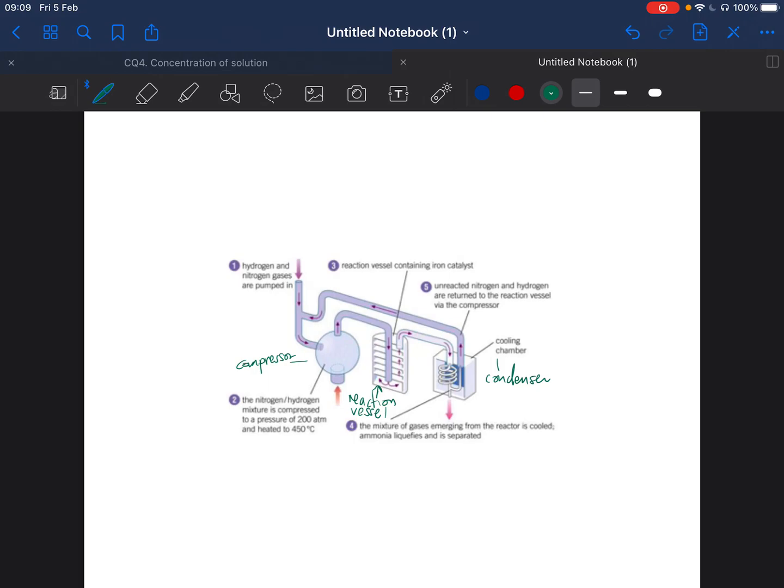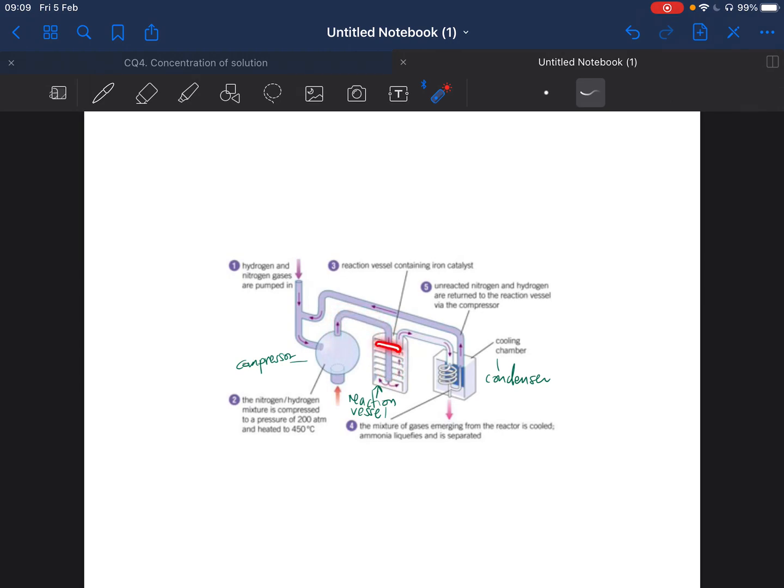And here's what happens. So in step one, our hydrogen and nitrogen gas right here are pumped into the system, and they go into our compressor. And when they're in the compressor, the nitrogen and hydrogen is compressed to our 200 atmospheres of pressure and heated up to 450 degrees. Once they're at that correct temperature and pressure, they're then pumped through into our reaction vessel.